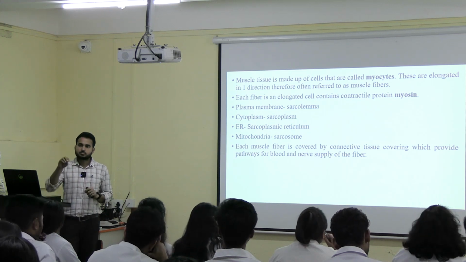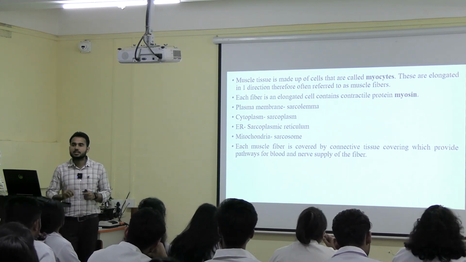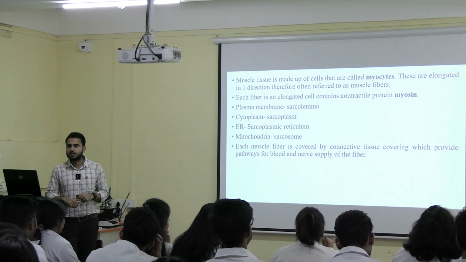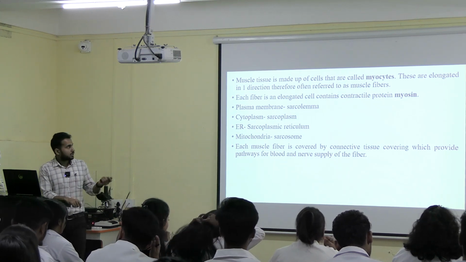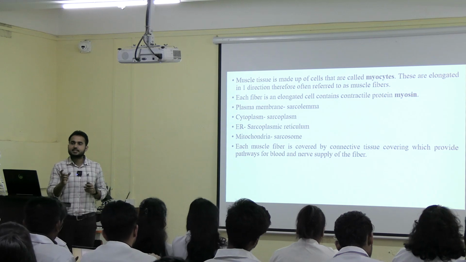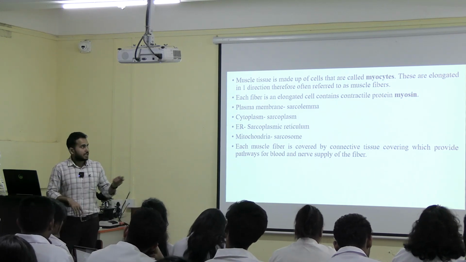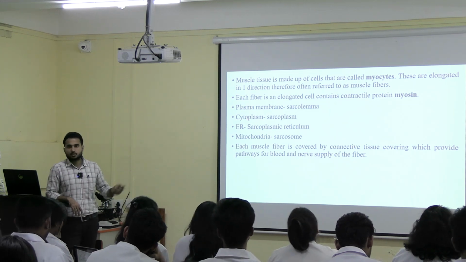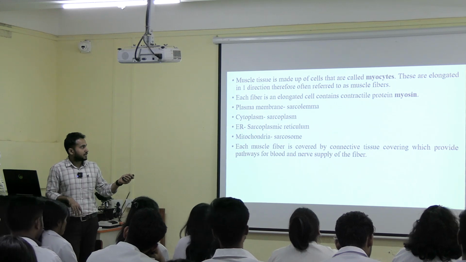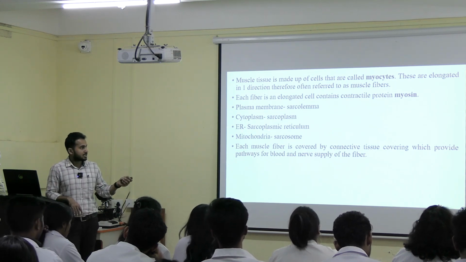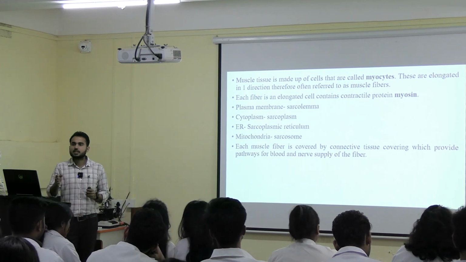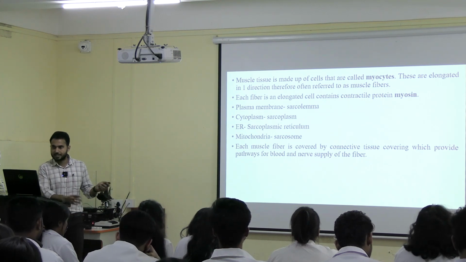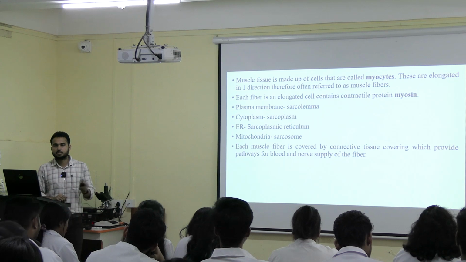Next, inside that cell an important protein is there. Can you say the name of the protein? That is the myosin protein, which helps in the contraction of the muscle fiber. Next, a cell has a plasma membrane, right? In case of a muscle fiber, it is called the sarcolemma. Cytoplasm is called sarcoplasm. ER is called sarcoplasmic reticulum, and mitochondria is called sarcosome. These are the terminologies, because from now onwards I will be using them, so please don't get confused. They are the same things, only because they are present in the muscle cell, the name is different.